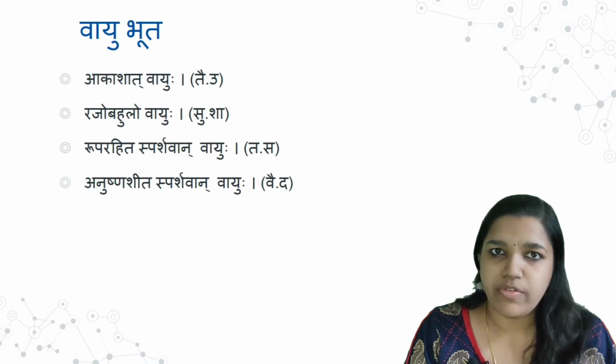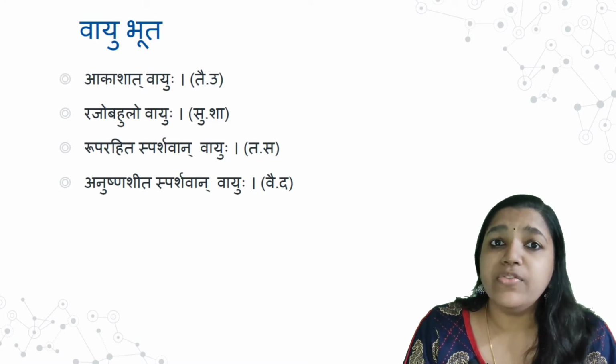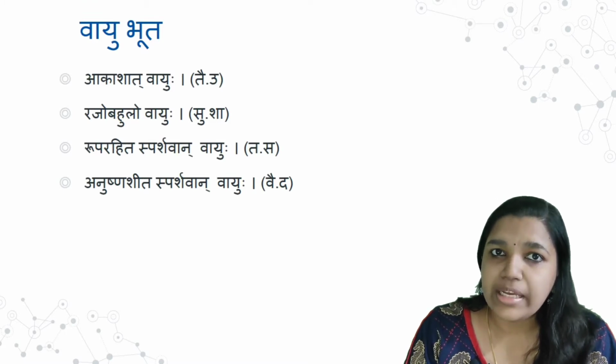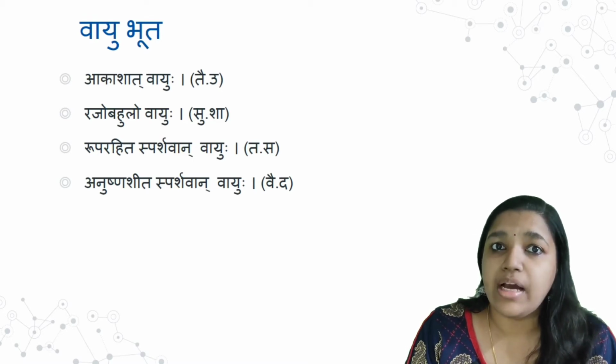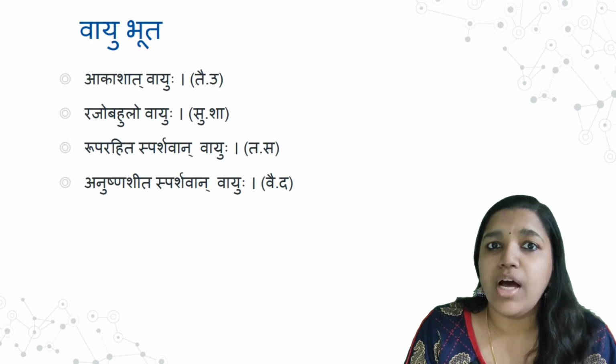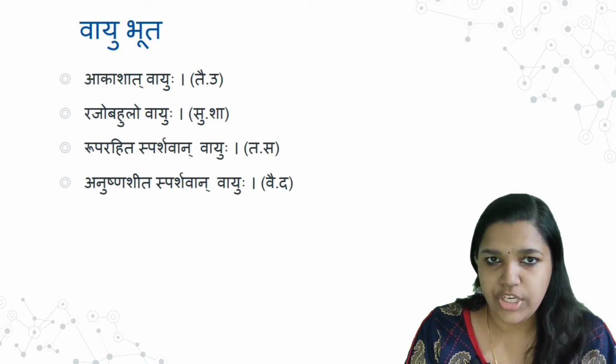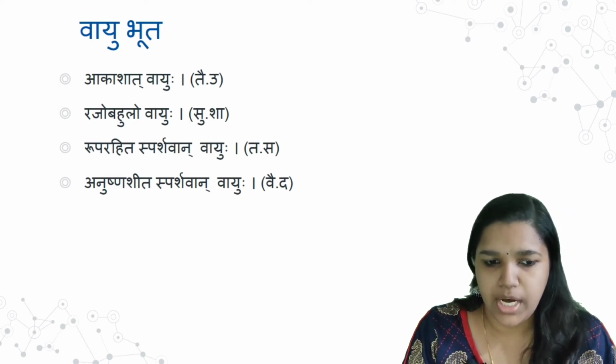Anushna Shita Sparshavan Vayuhu. So already it has told it is having Sparsha Guna. Vayu is having Sparsha Guna and it is Anushna Shita. That is Jala is having Shita Sparsha and Agni Mahabhuta is having Ushna Sparsha. But Vayu is having Anushna Shita Sparsha. That is, it is not Ushna and also not Shita. That Anushna Shita Sparsha is the property of Vayu Mahabhuta.